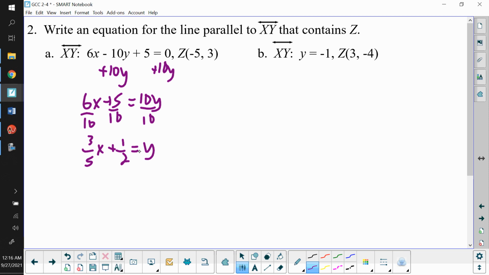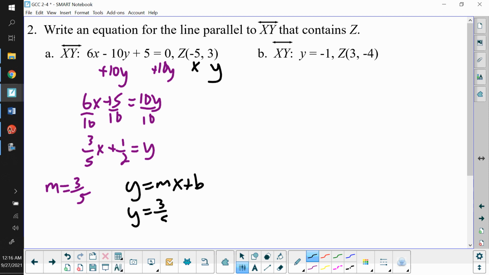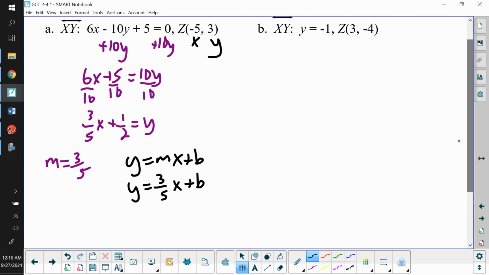If we want parallel, we want the same slope. So we're just going to use that 3/5 as our slope. Our x is -5 and our y is 3. And we'll fill those into our y equals mx plus b. So we'll start with y equals 3/5 x plus b. Now in that step, you could have subbed in x and y right then as well. I'm just going to do it in 2 steps, at least for this example, while we're still getting the hang of it. So the y is 3.